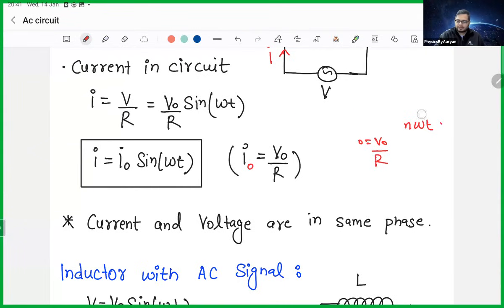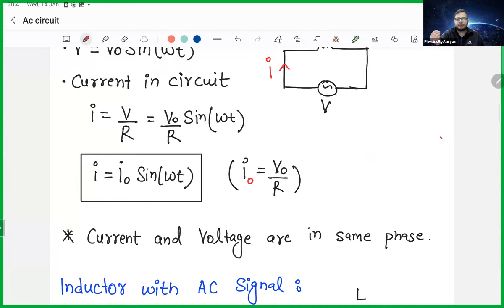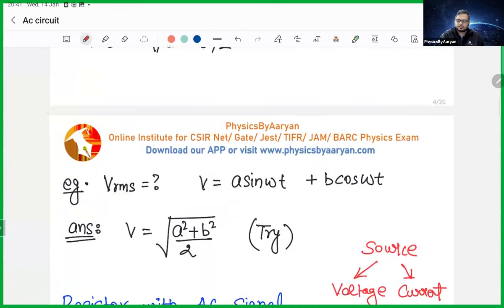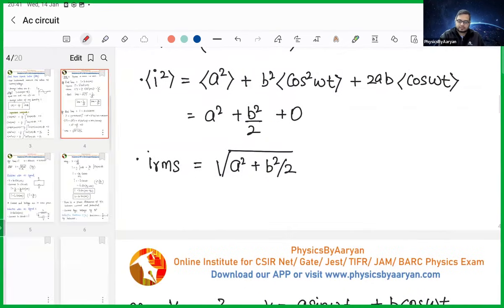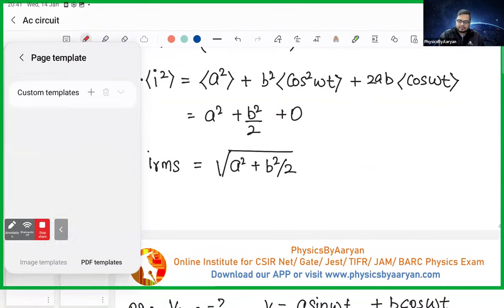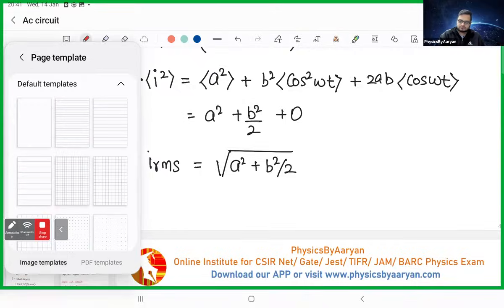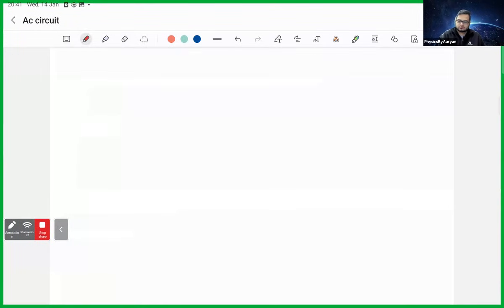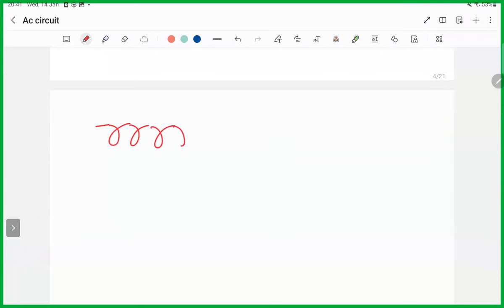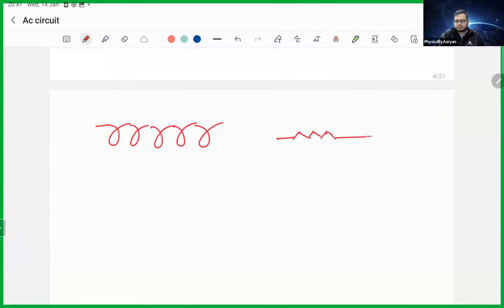Okay, now let's apply inductor. So before I go for inductor, let me just explain in a minute what is inductor, because we should know what is inductor. That is also important. Okay, what is inductor? Anyone like to take a guess? What is inductor? Coil. This is a symbol of inductor. This is a symbol of resistor.